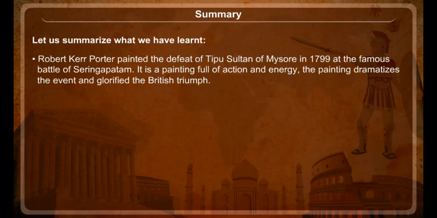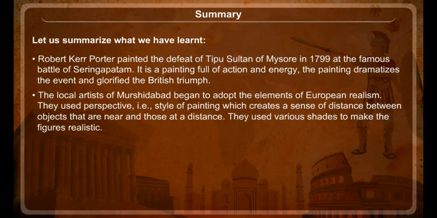Robert Kerr Porter painted the defeat of Tipu Sultan of Mysore in 1799 at the famous Battle of Seringapatam. It is a painting full of action and energy. The painting dramatizes the event and glorifies the British triumph. The local artists of Murshidabad began to adopt elements of European realism. They used perspective, that is, a style of painting which creates a sense of distance between objects that are near and those at a distance. They used various shades to make the figures realistic.